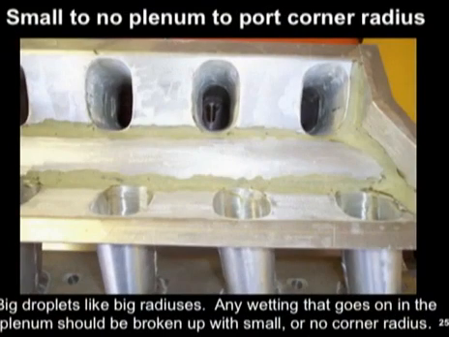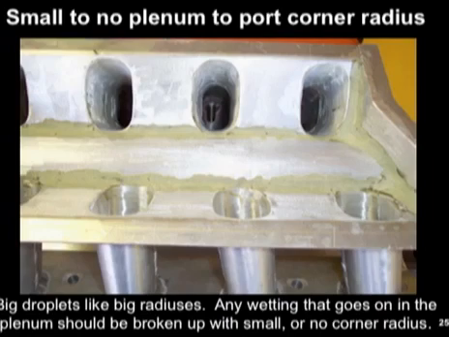Small to no plenum to port corner radius. Let me say it again, please: small to no plenum to port corner radiuses. Big droplets like big radiuses, and wetting that goes on in the plenum should be broken up by small or no corner radiuses. You can make manifold flow significantly better by putting a huge radius on this. But we also found that this manifold was really designed for drag racing, and no matter how much you do, there is some wetting going on in the plenum.